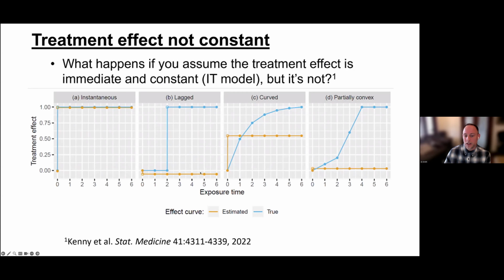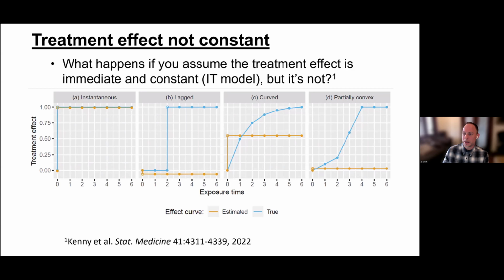Because this underlying assumed pattern does not match the true data. Similarly, for a curved effect and a partially convex and a curved effect, you do have some instant effect, but it's not very strong. And so the actual modeled effect is going to be very different than the true effect. And this is probably a non-significant finding as well. Then you can see in the partially convex model, that's the same as well.